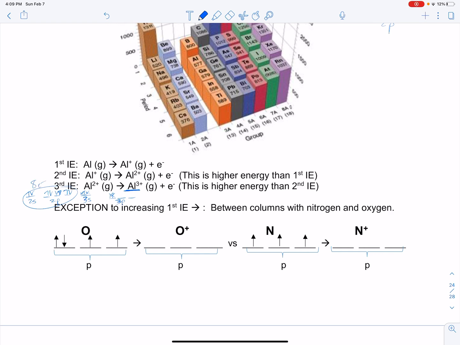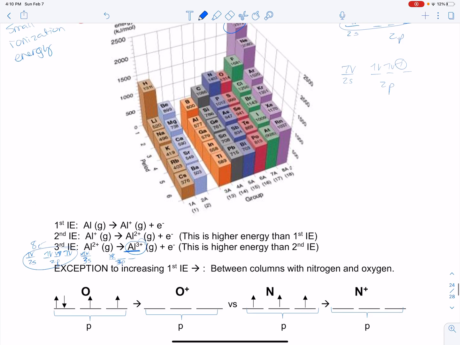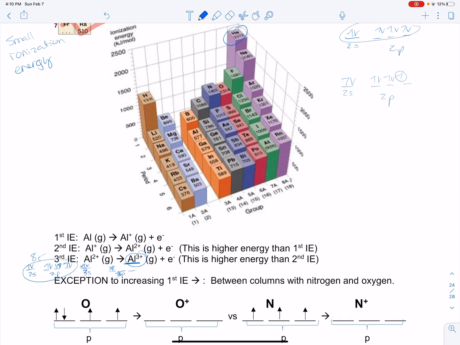So each subsequent pulling off of electrons will take more and more energy. But note that if you're doing something that the element wants to do, which is somehow getting it to 8, then you're going to have a drop in energy. So here's the big question. Why does this happen? Here's one of our exceptions.